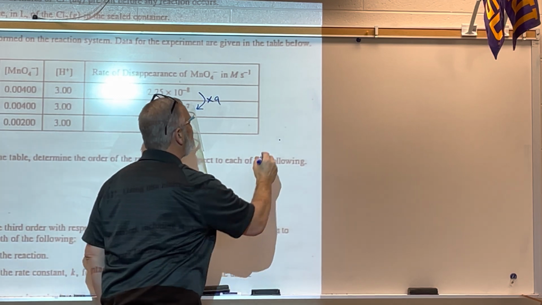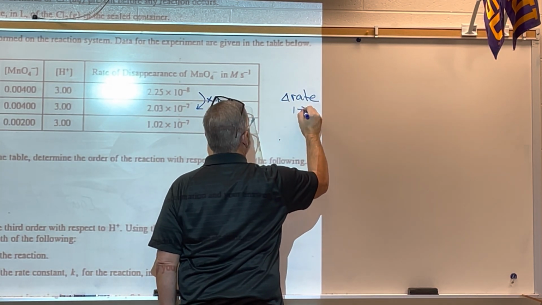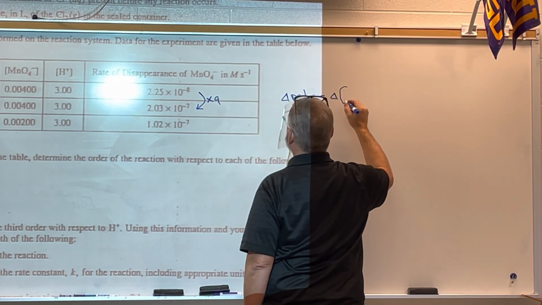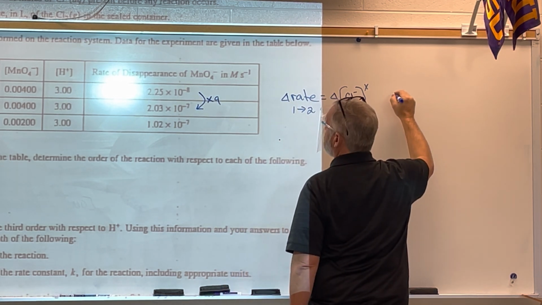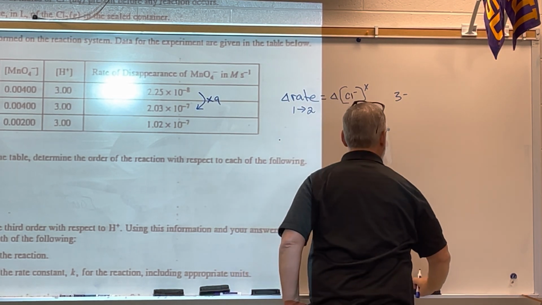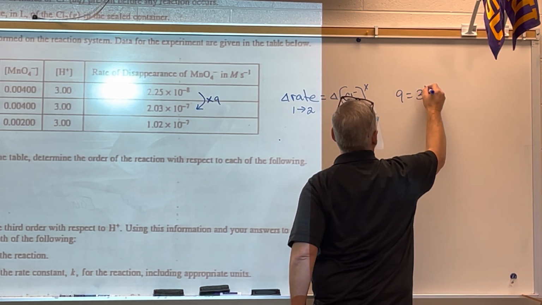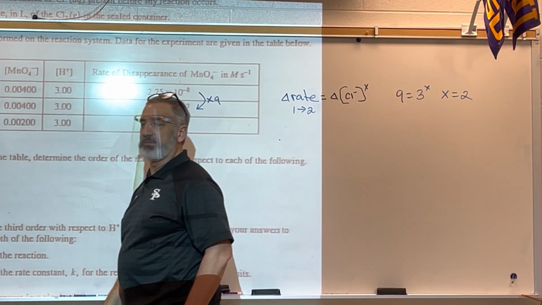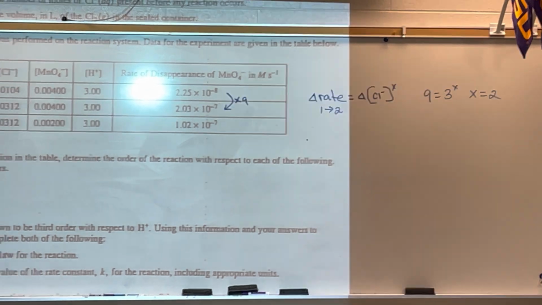Okay, so I'm going to have to say the change in rate from experiment 1 to 2 is equal to the change in the concentration of Cl minus to the X. So 9 is equal to 3 to the X. X equals 2. So that's what you kind of put right here. I should have put that right there.